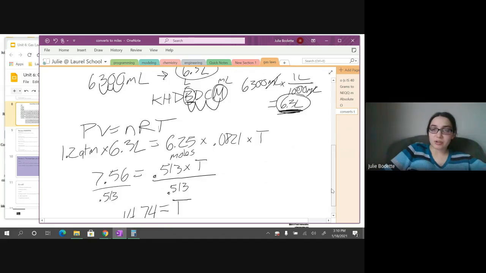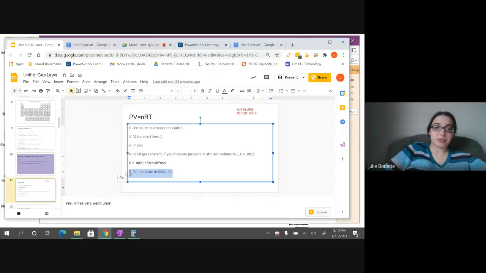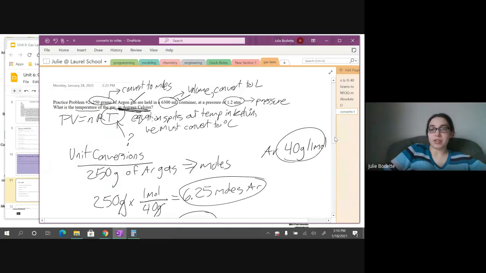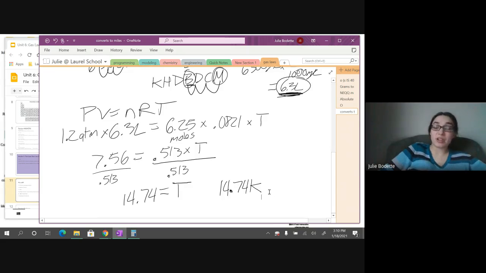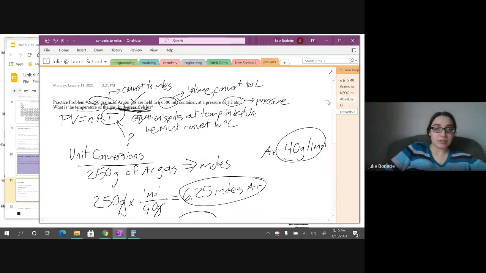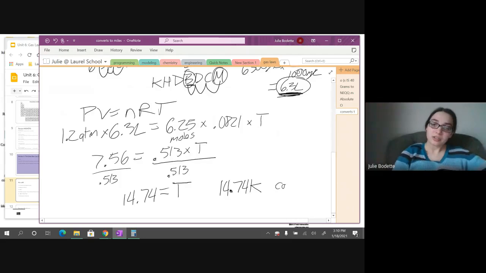Okay, and then let's think about what units this is in. We use PV equals nRT. If you remember from before, we measure temperature in Kelvin. So this number is going to be in Kelvin. So it's going to be 14.74 Kelvin. And yes, that is super cold. I made up random numbers for these problems, so that's why we got a really cold temperature. But the question says, what is the temperature of the gas in degrees Celsius? So we need to convert this to Celsius.